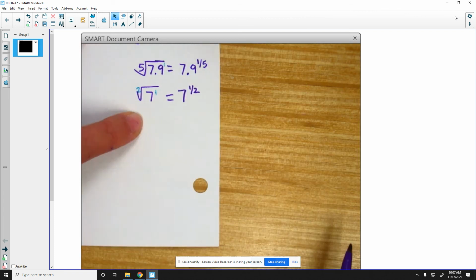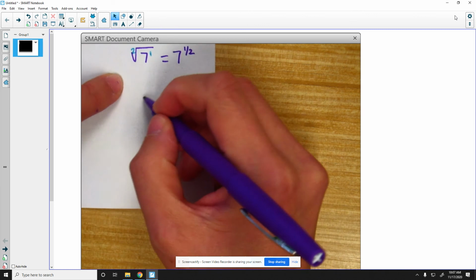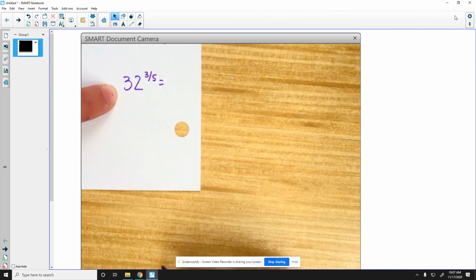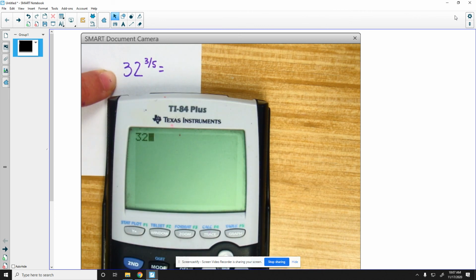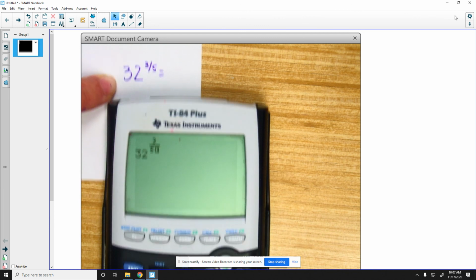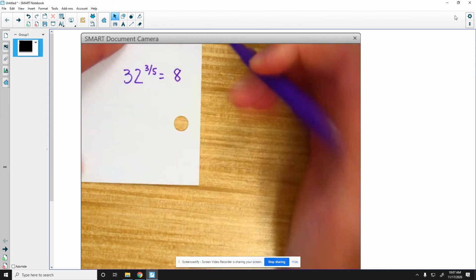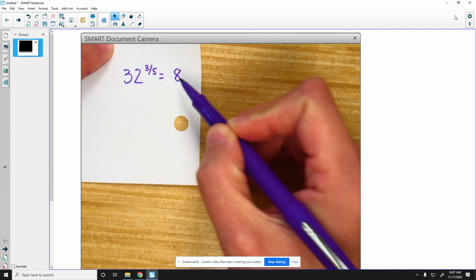Okay, last thing I want you to realize is this then. If I have 32 to the 3/5, and you want to write that answer, like what does that equal? Okay, so you could type that in your calculator, 32 to the power 3/5. Like you see what I did? I'm typing this problem in, 32 to the 3/5. I get 8. Well, here's the question. Is it 8 or is it plus or minus 8?